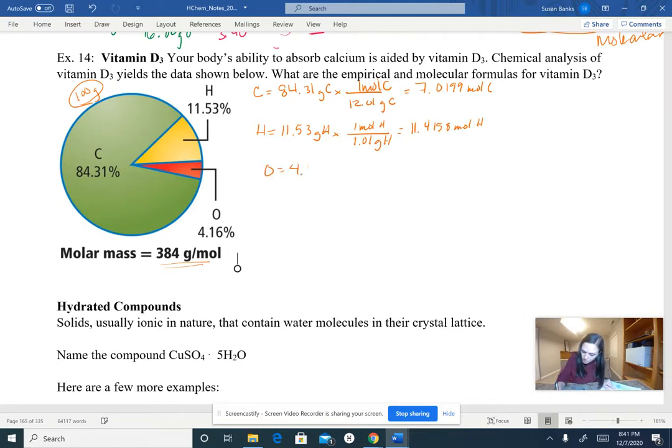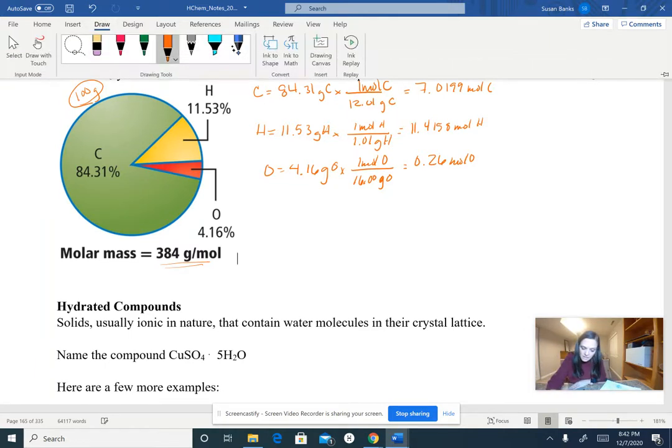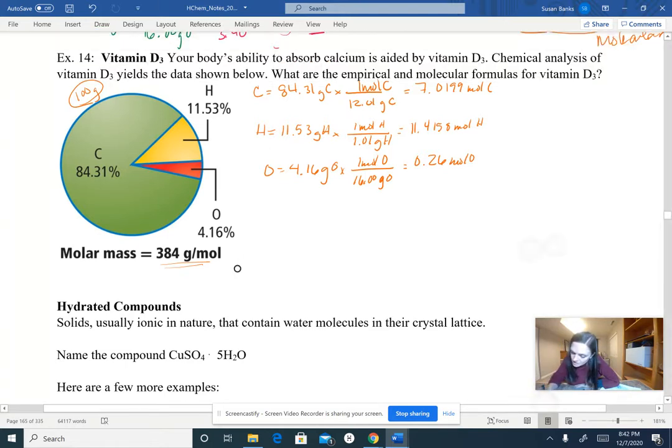And then oxygen. I've got 4.16 grams of oxygen. And in 1 mole of oxygen, I have 16.00 grams of oxygen. So that gives me 0.26 moles of oxygen. Okay, what's our next step? Our next step is to divide by our smallest thing. So our smallest amount of moles of any of these is our oxygen. So we're going to use oxygen as our divisor.